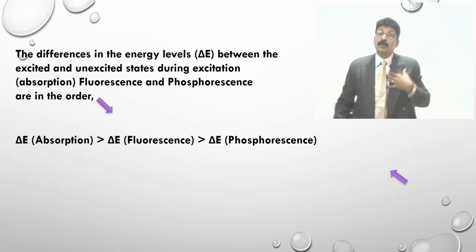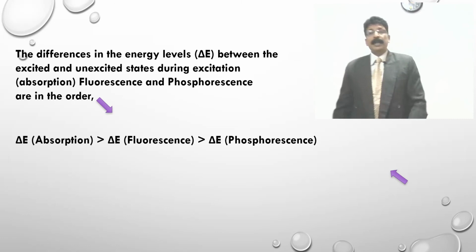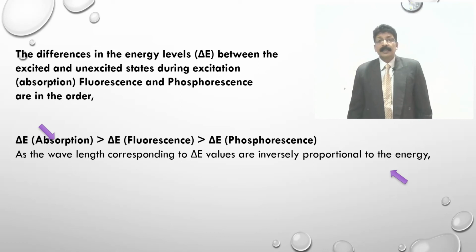That is first absorption, and then the energy level difference is higher in fluorescence, and still more it is higher in phosphorescence. That's what is mentioned here. And as the wavelength corresponds to the difference in energy, the values are inversely proportional to the energy.